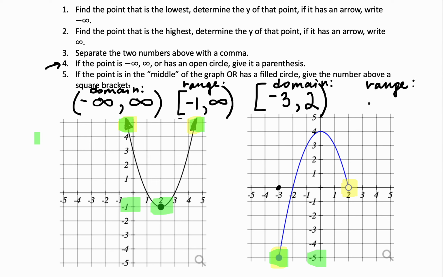So -5 is where we begin. That point here didn't have an arrow or an open circle, so -5 will get a square bracket. And then the highest point on the graph is this one right here. It's tempting to say this one here, but no, it's actually the one on the top here. And the y of that point is a 4. So that's the second side of my range. This point right here does not have an open circle or an arrow, so 4 will also get a square bracket, and that's it.